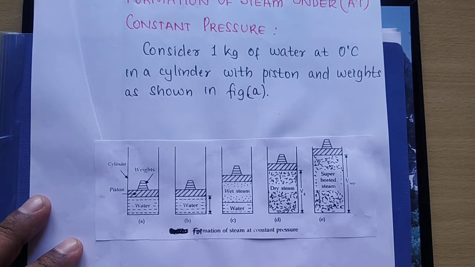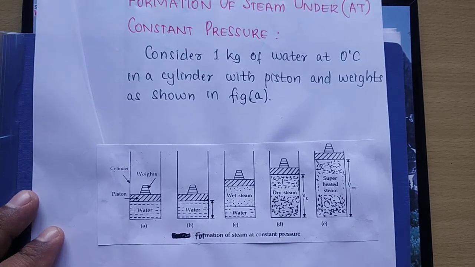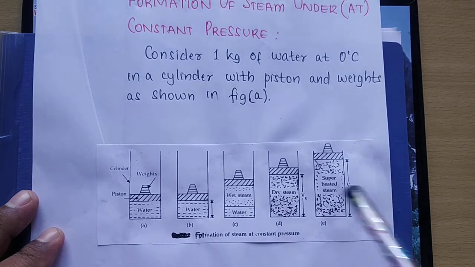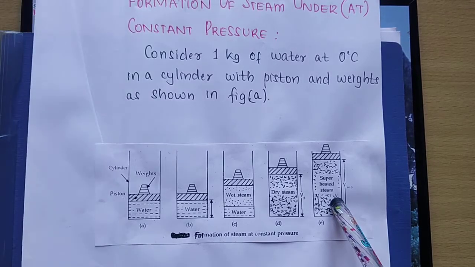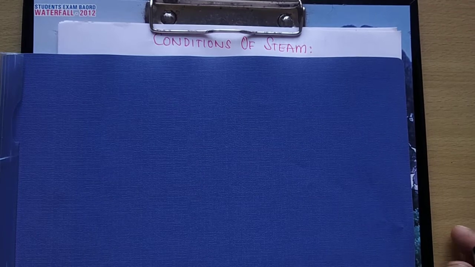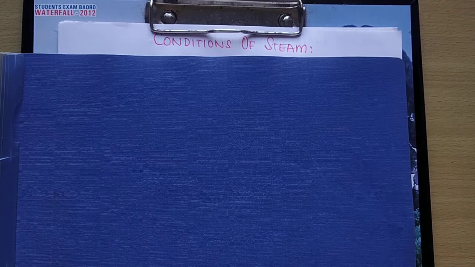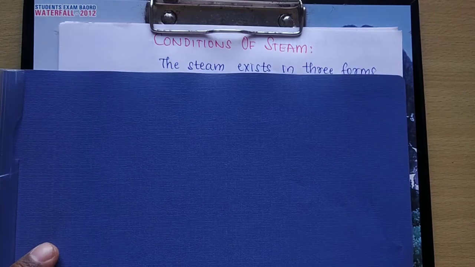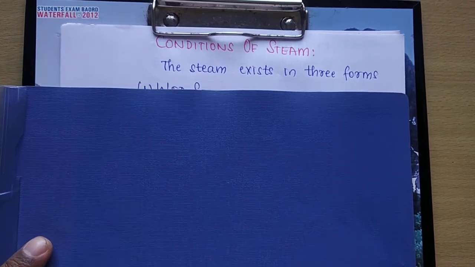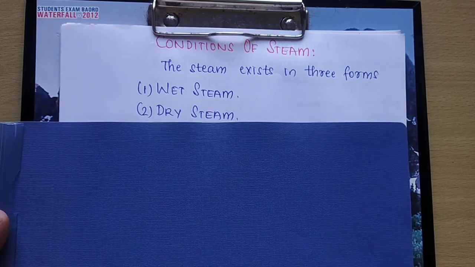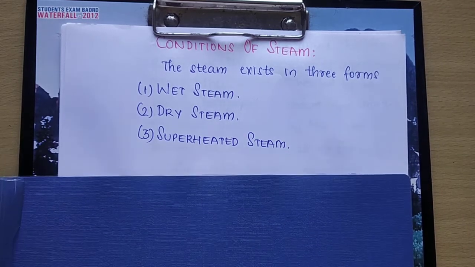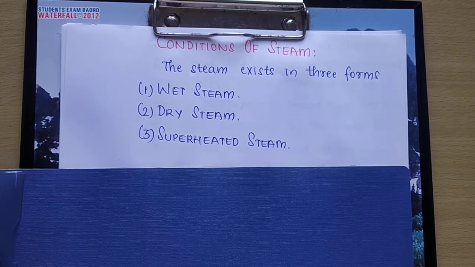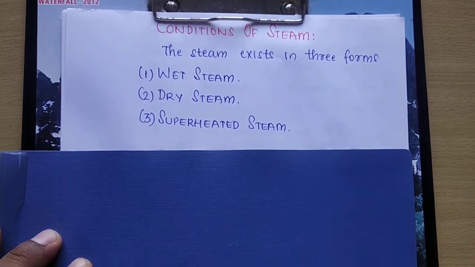We will continue our discussion further and see what are the 3 different types of steam, that is wet steam, dry steam and superheated steam, in today's class. So, conditions of steam. The steam exists in 3 forms: wet steam, dry steam and superheated steam. Let us see when we call it wet steam, when we call it dry steam and when we call it superheated steam.